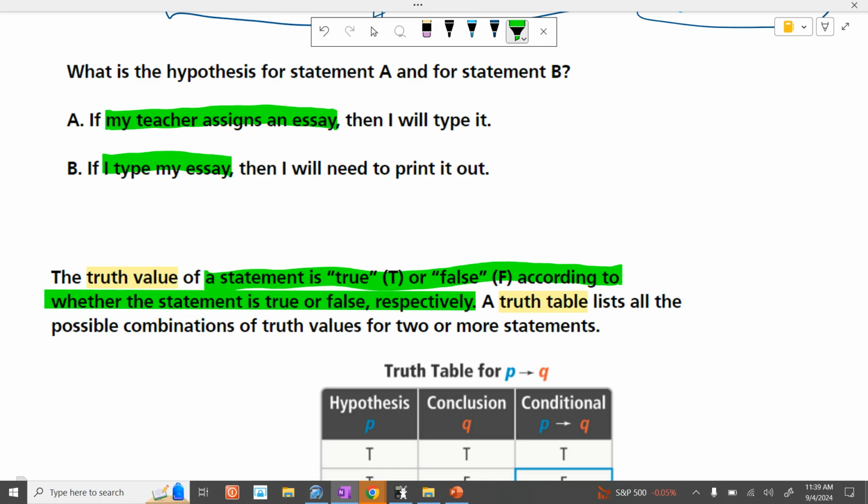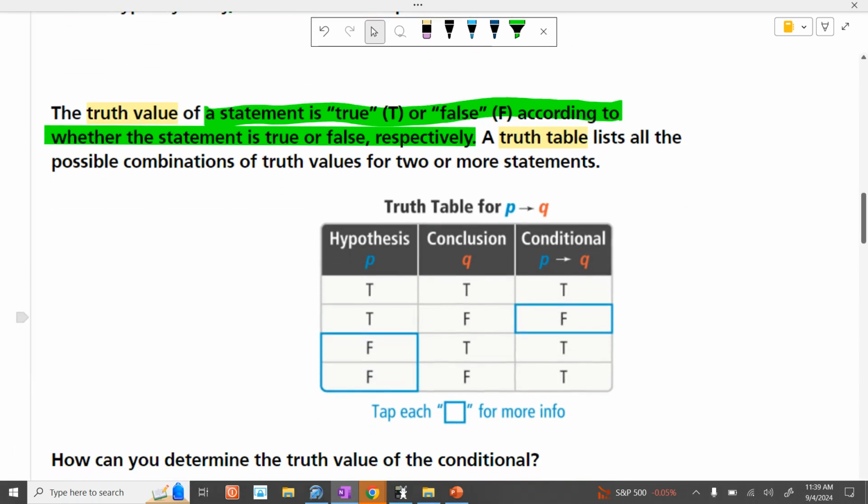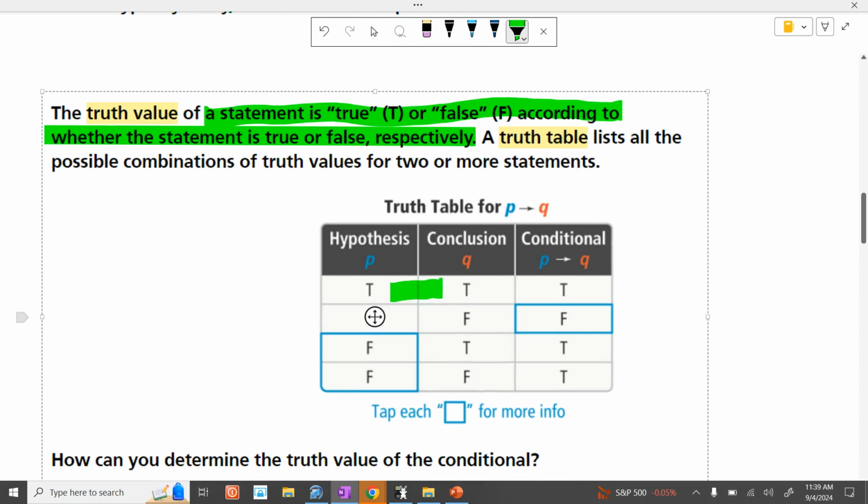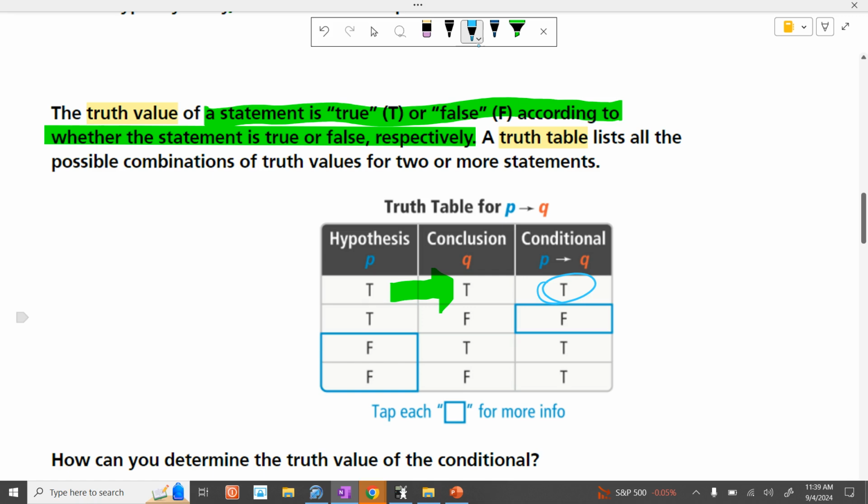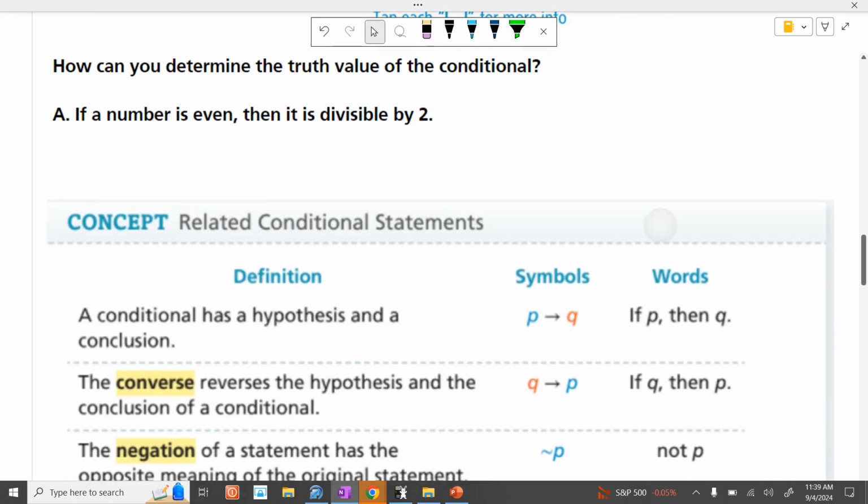All right. We're not going to spend much time on truth tables. If the hypothesis leads to a conclusion and they're both true, then the statement will be true. If a true leads to a false, then it'll be false. If a false leads to a true, it's true. If they're both false, it's true. I'm not gonna test you over that because I don't like how they present that.